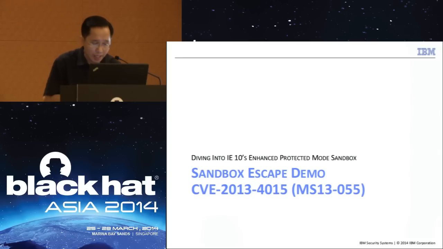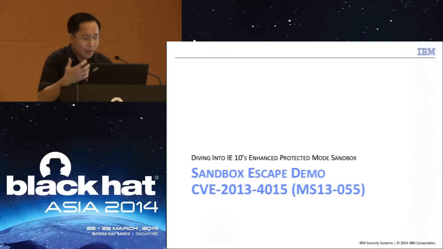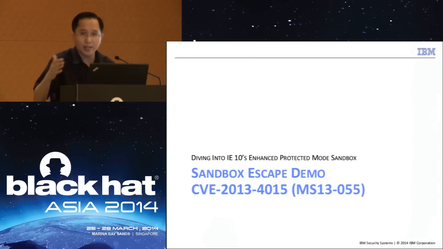So I'll now demonstrate a sandbox escape using the vulnerability that I previously discussed. I have two demonstrations. The first demo is against desktop IE running with EPM enabled. In that demo, I will show a message box so I can explain step by step how the attack is conducted. And the other demo is against immersive IE, in which the sandbox escape exploit will be automatic.